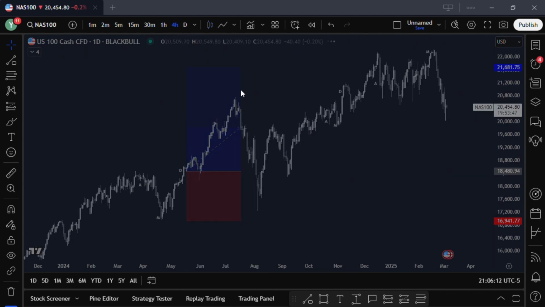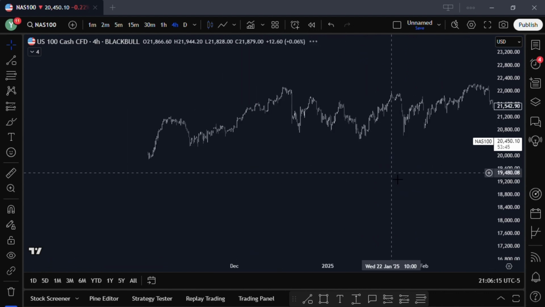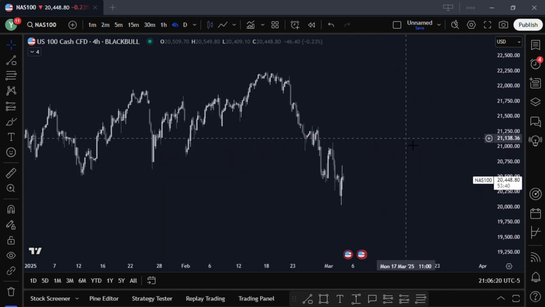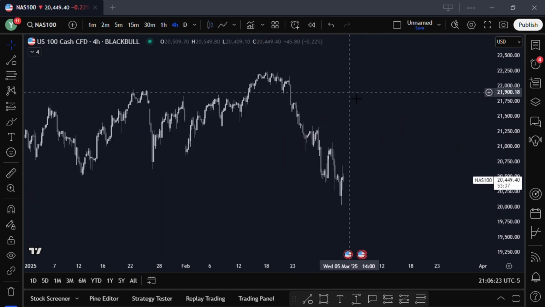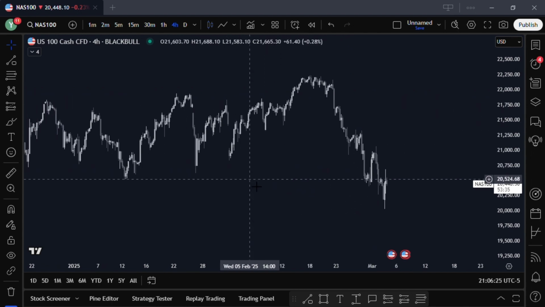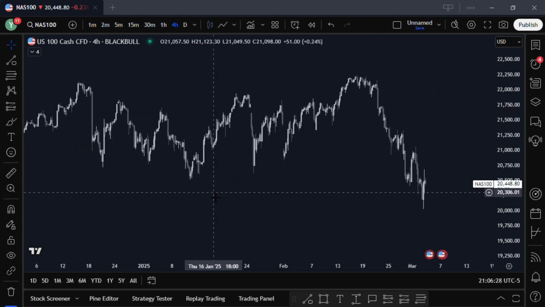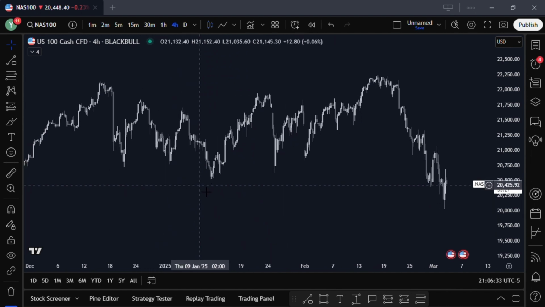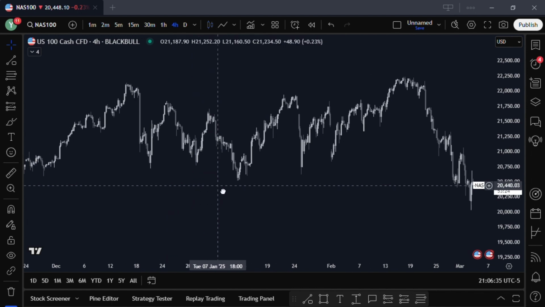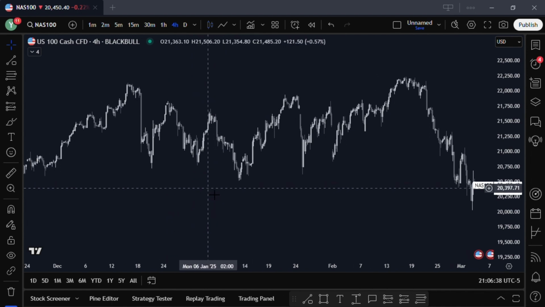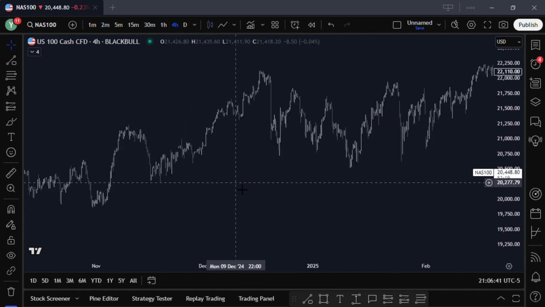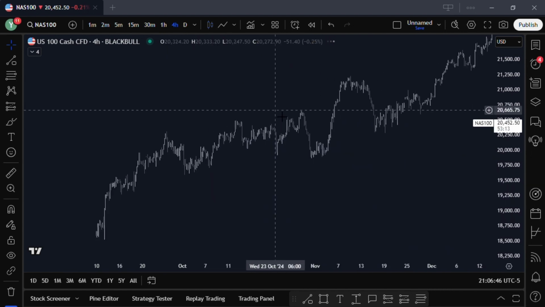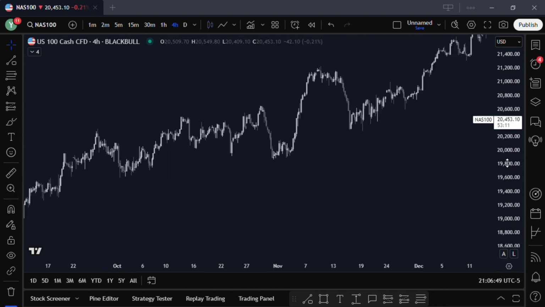So let's drop down to the 4-hour time frame. See if we can get some decent examples of this same principle, just repeating itself over and over again. Let's see. It's 4 hours, interesting.